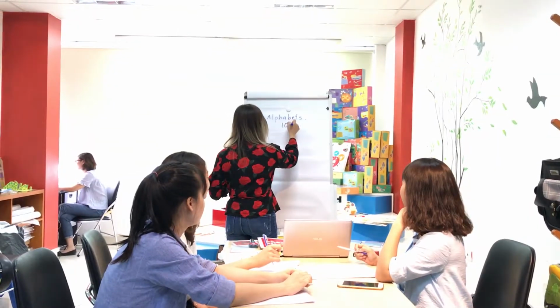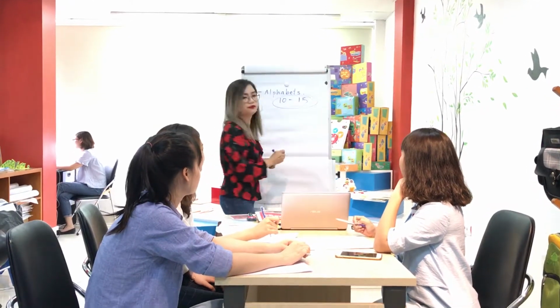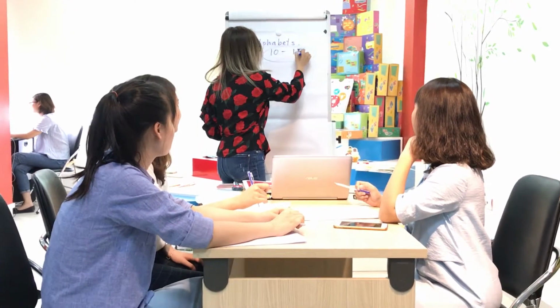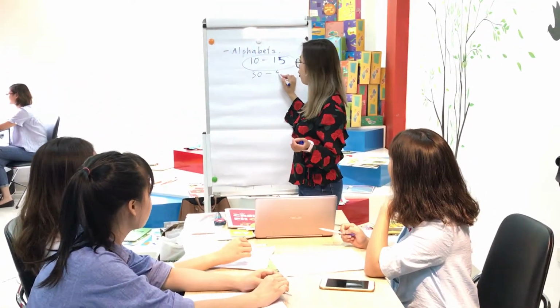In kindergarten classes, how many students are you going to have in one class? How many students are there in one class? 10? 10 to 15 students? Well, is this a private one or a public school? Private one. So in the public kindergarten, how many students are there in one class? 30 to 40 students? Wow!